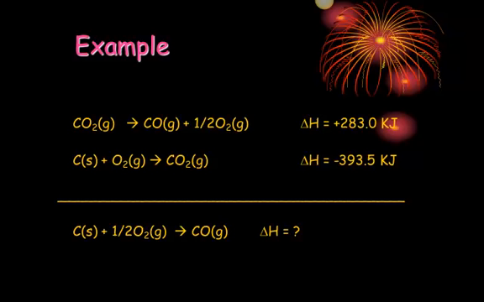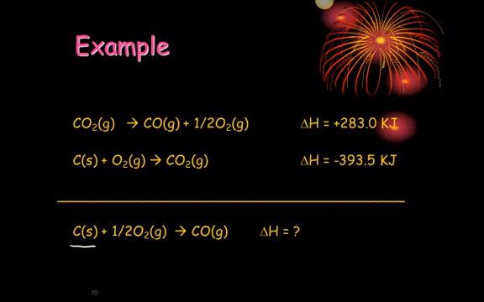Now the way I go about this is basically trying to figure out how to make the reactions I'm given match up to the reaction that I'm trying to find. And so I start with the reaction that I'm trying to find. So I would look at the very first element, the carbon or the first molecule, and I find it in the reactions that I have a given delta H for.